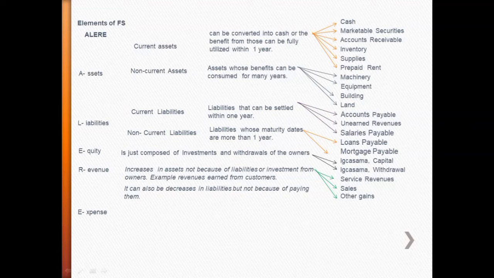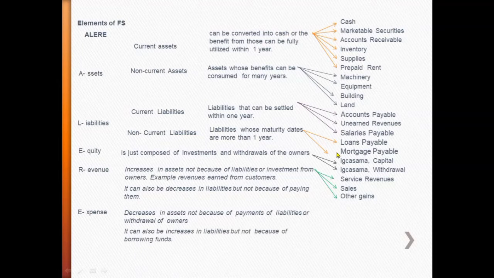Lastly, we have expenses, which is the opposite of revenues. These are decreases in assets, but not because of withdrawal of the owner or payment of liabilities. Best example is when the company pays for salaries of the employees. So in this particular transaction, the assets will be decreased, of course, but not because the owner withdrew funds or the company paid its debts.